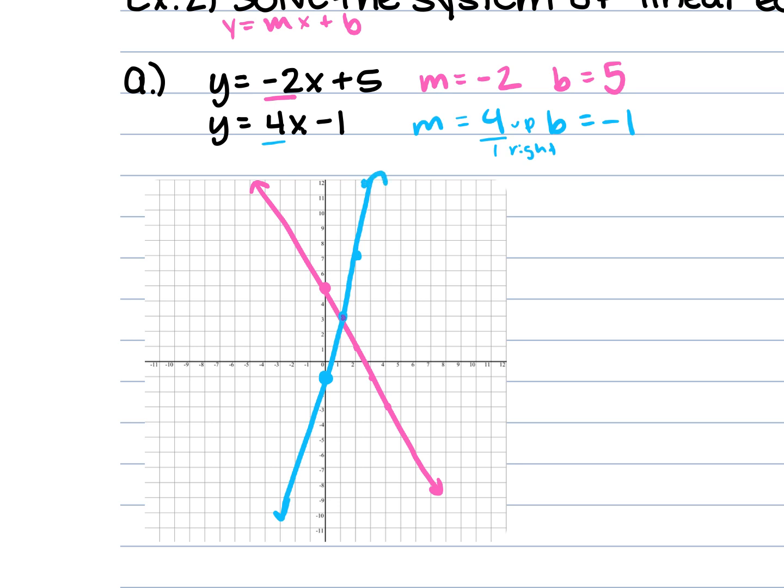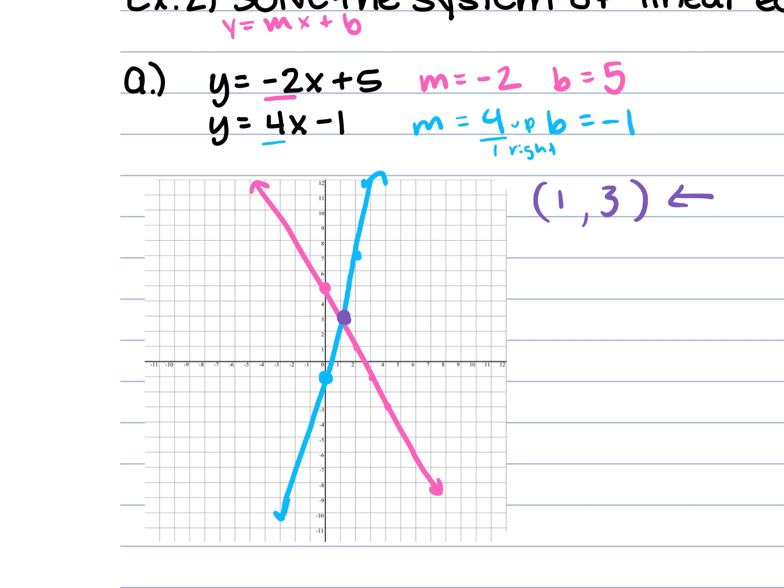Once we draw our two lines, we want to see at what point do these two lines intersect? What point is that? Perfect. 1, 3. Like we go to the right one and up 3, and that's the point where our two lines intersect. So 1, 3. So this is our answer.